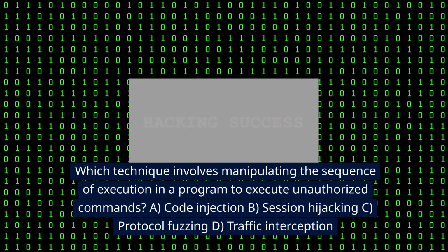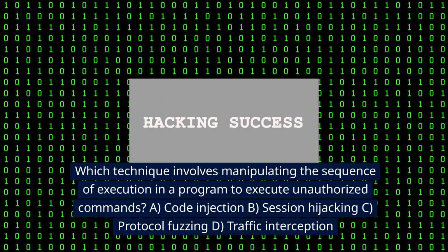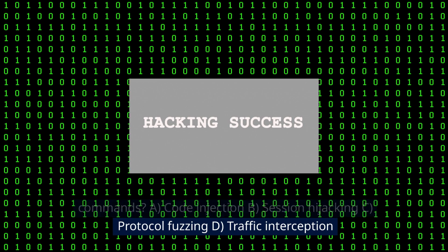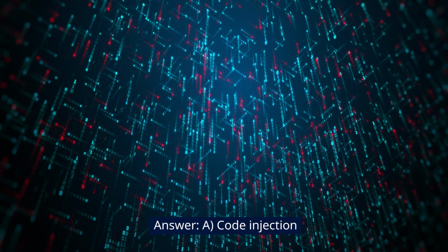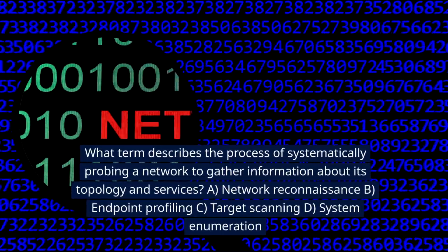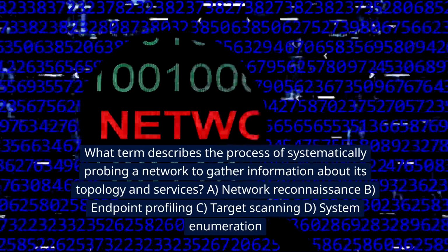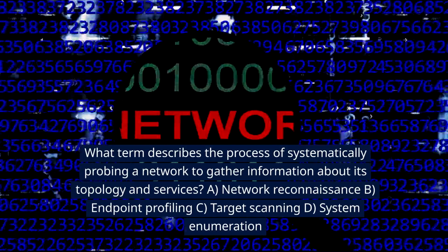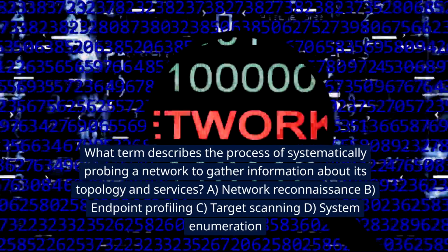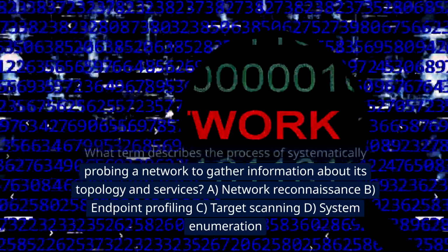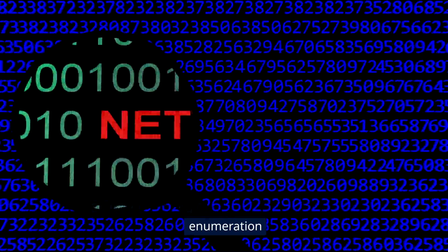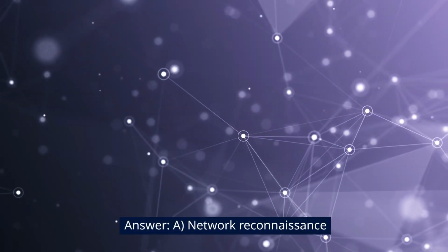A. Code injection. B. Session hijacking. C. Protocol fuzzing. D. Traffic interception. Answer: A. Code injection. What term describes the process of systematically probing a network to gather information about its topology and services? A. Network reconnaissance. B. Endpoint profiling. C. Target scanning. D. System enumeration. Answer: A.